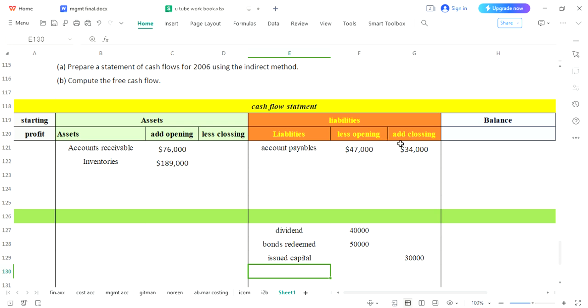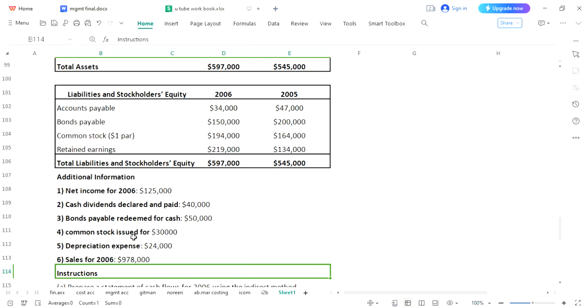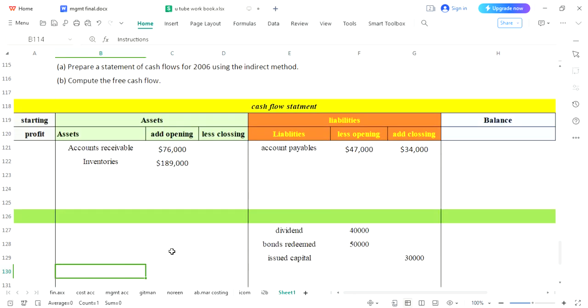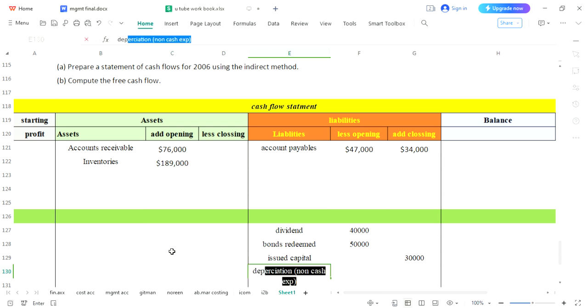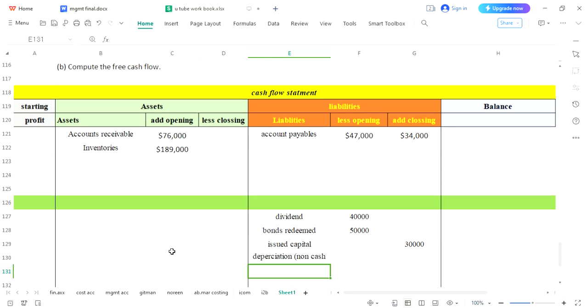Now the next is depreciation expense 24,000, and you know that depreciation is a non-cash expense, that is why 24,000 you will be writing over here.